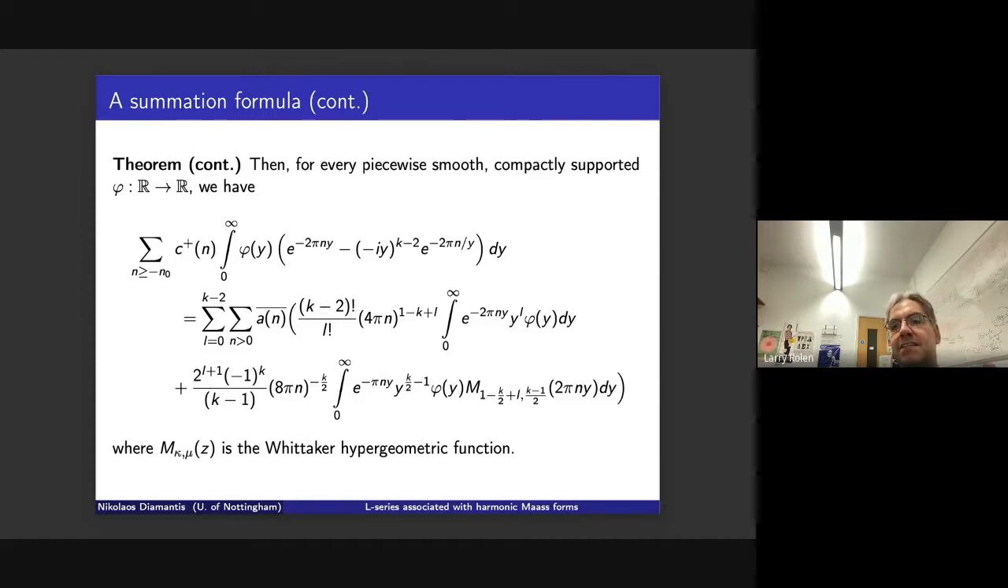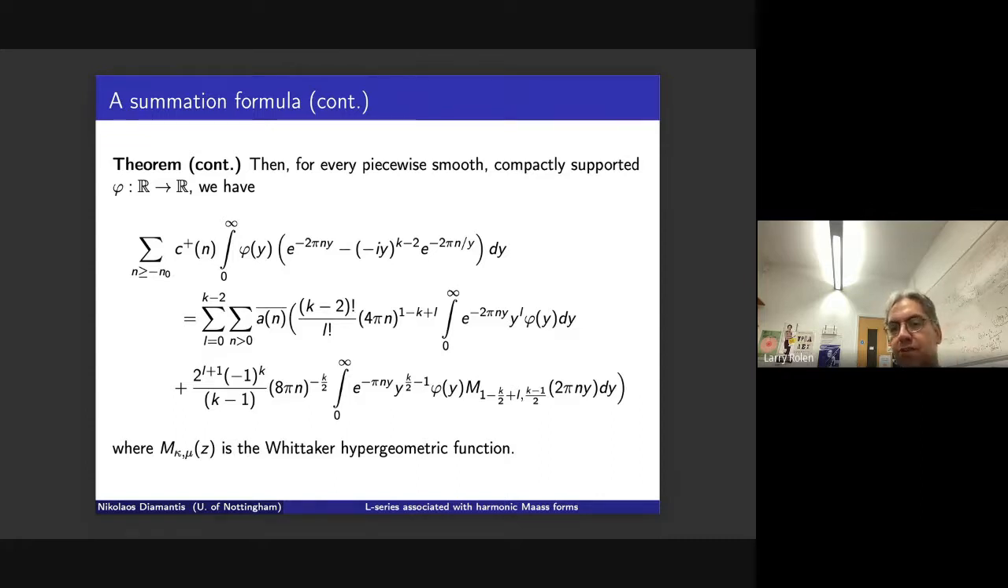So this tells us that even though we can't get information for individual c plus of n, which, as I said, is perhaps unrealistic, we can get at least a relation for each compactly supported function in terms indeed of a of n. And this was the first application of the direct theorem that we obtained.